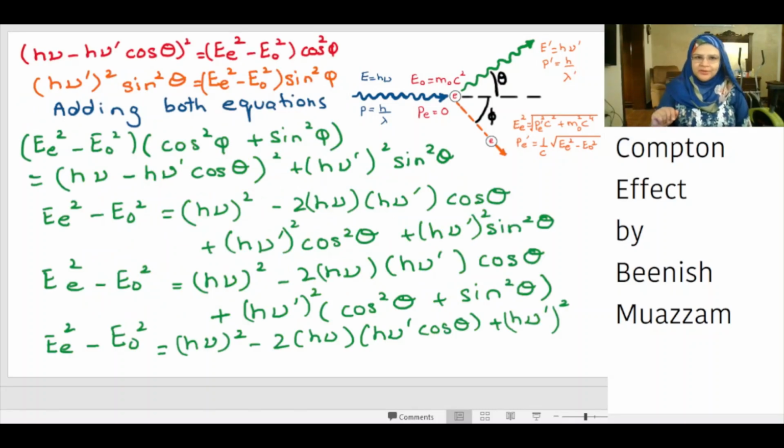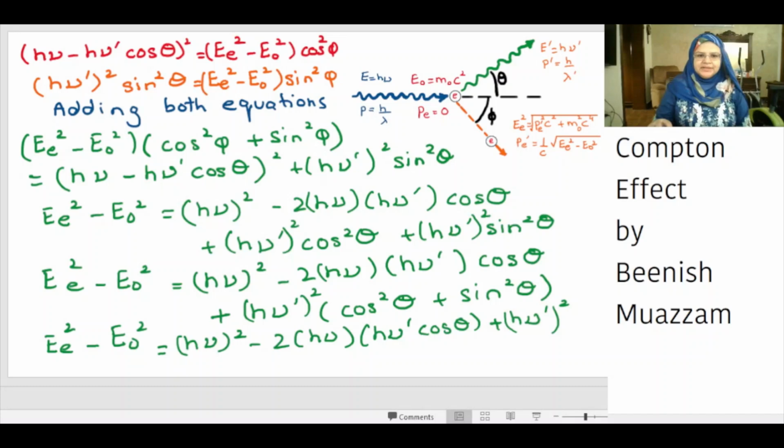We now have two equations, one from the horizontal component of momentum and the other from the vertical component of momentum. If we add both equations, we can simplify them as cos² phi plus sin² phi is equal to 1. We will use the formula (a minus b)² is equal to a² minus 2ab plus b². We will use it to open [h nu minus h nu prime cos theta] whole squared. Once we do that, we can use the formula cos² theta plus sin² theta is equal to 1.